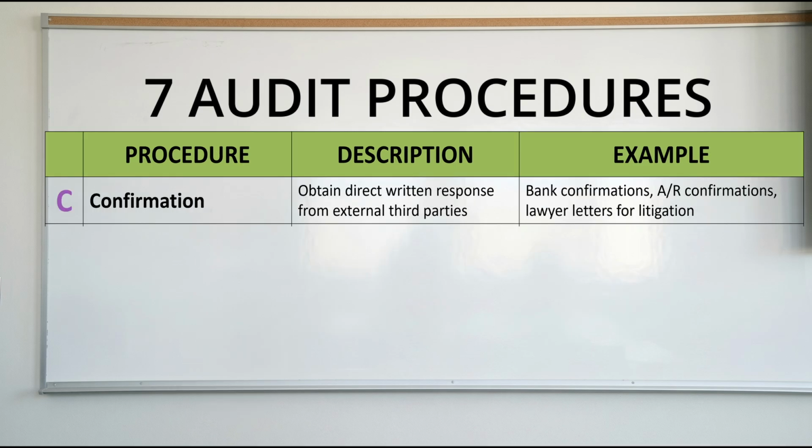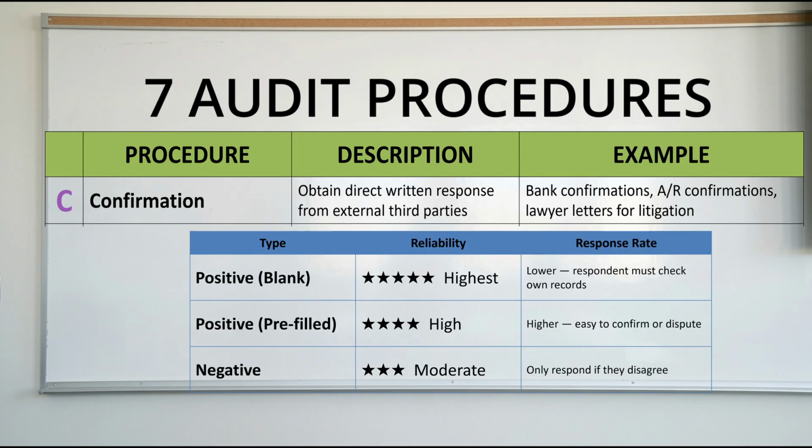Moving on to the C, confirmation, specifically external confirmation. This is one of the most powerful tools in the auditor's bag. You go directly to a third party and ask them to confirm information. Banks confirm account balances and loans. Customers confirm how much they owe your client. Lawyers confirm pending lawsuits. There are 2 types of confirmation. Positive confirmations ask the third party to respond whether they agree or disagree. Negative confirmations only ask them to respond if they disagree.